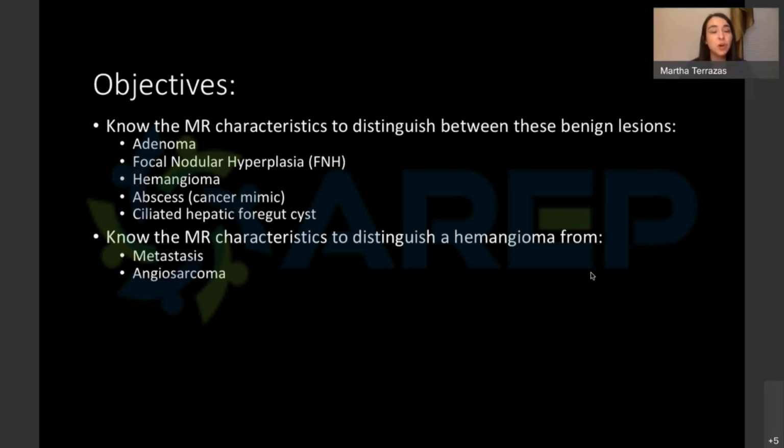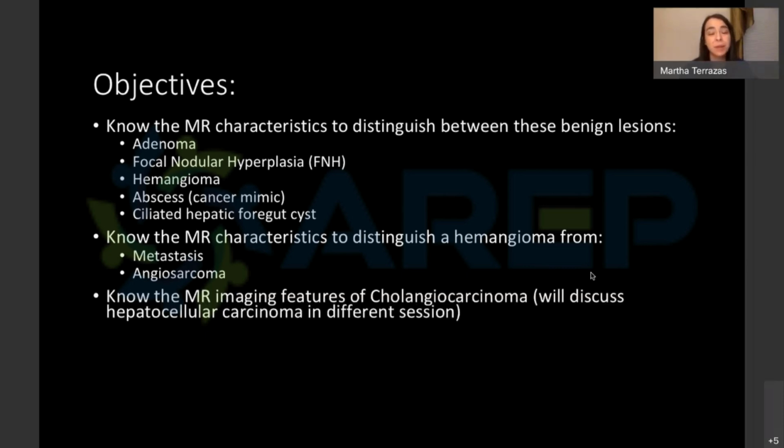Then know the MR characteristics to distinguish a hemangioma from metastasis, because sometimes it's not as straightforward. You would think, okay, it's a hemangioma, it's benign, but sometimes a metastasis can throw you off and you might think it's a hemangioma, but there are certain features that tell you it's not. Then also to distinguish hemangioma from something that's not common, I've only seen a couple of cases, angiosarcoma, because that can look like a hemangioma. And then to know the MR imaging features of cholangiocarcinoma, because this we actually do see more often.